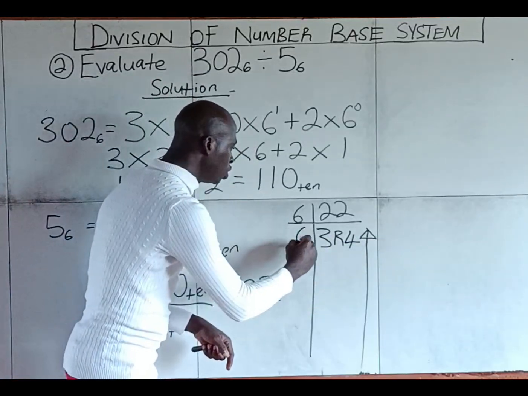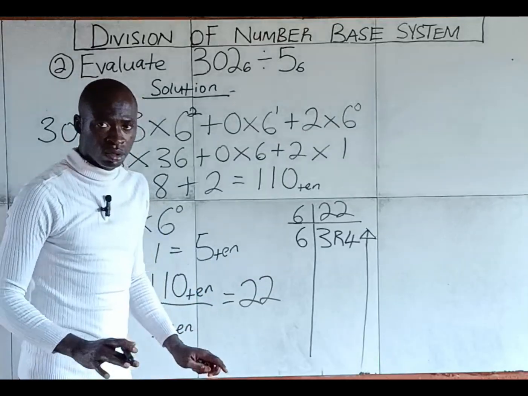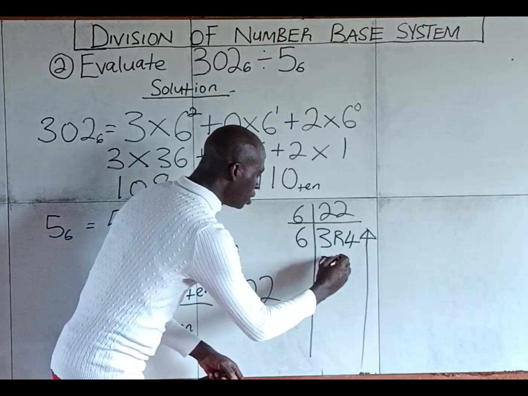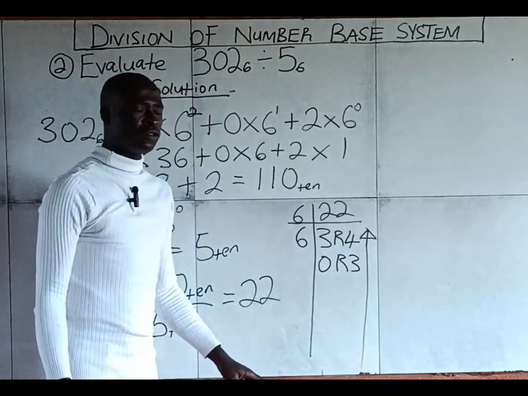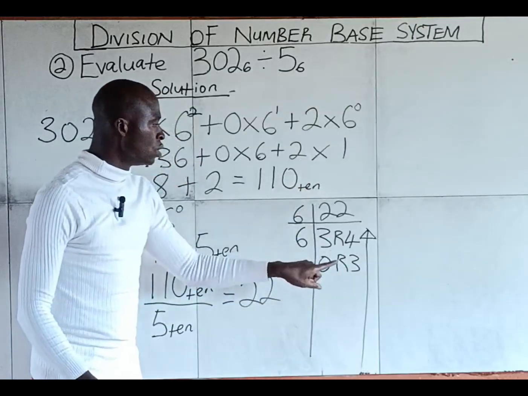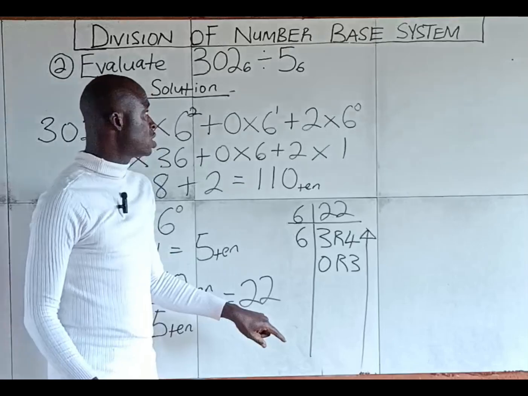Now, if 6 should go into 3, it's not possible. 6 into 3 cannot. 6 persons cannot share 3 oranges. So you say 0, remainder, that same 3. You can see for yourself. At the end of the day, this is the final answer to your question. Check where it is pointed to. From bottom to top, your answer is 34 base 6.